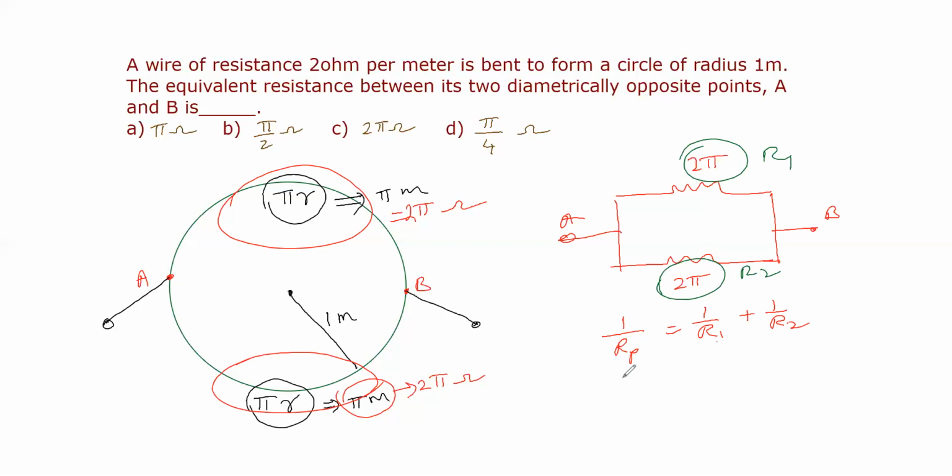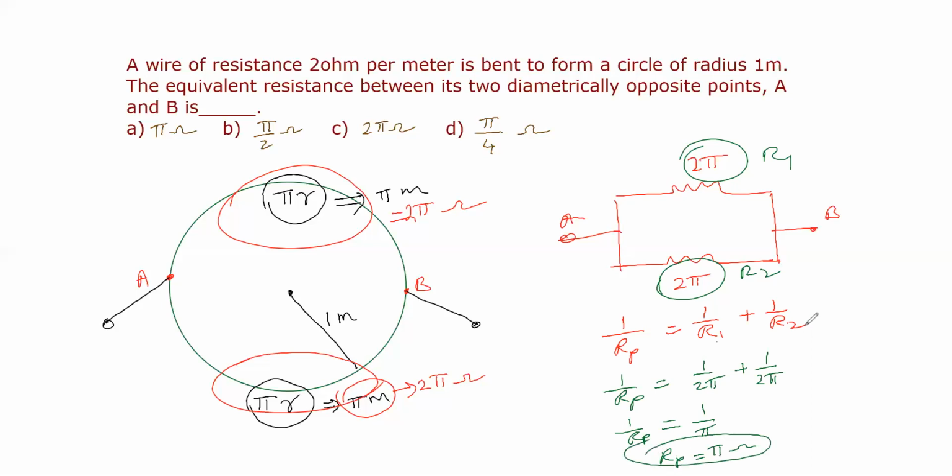So 1 by Rp is equal to 1 by 2 pi plus 1 by 2 pi, which is 1 by pi. This is 1 by Rp. So Rp is equal to pi ohm. So the answer is pi ohm.